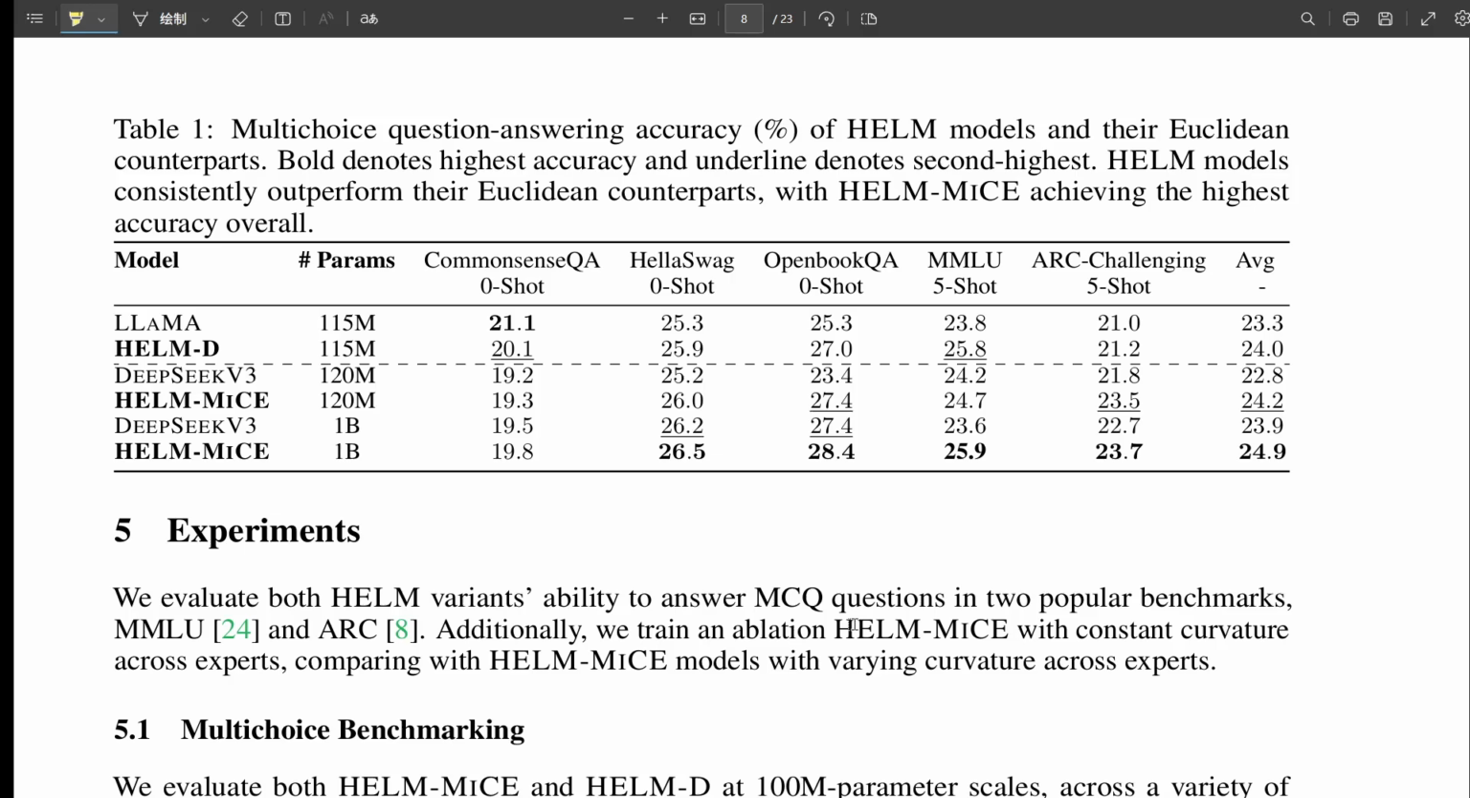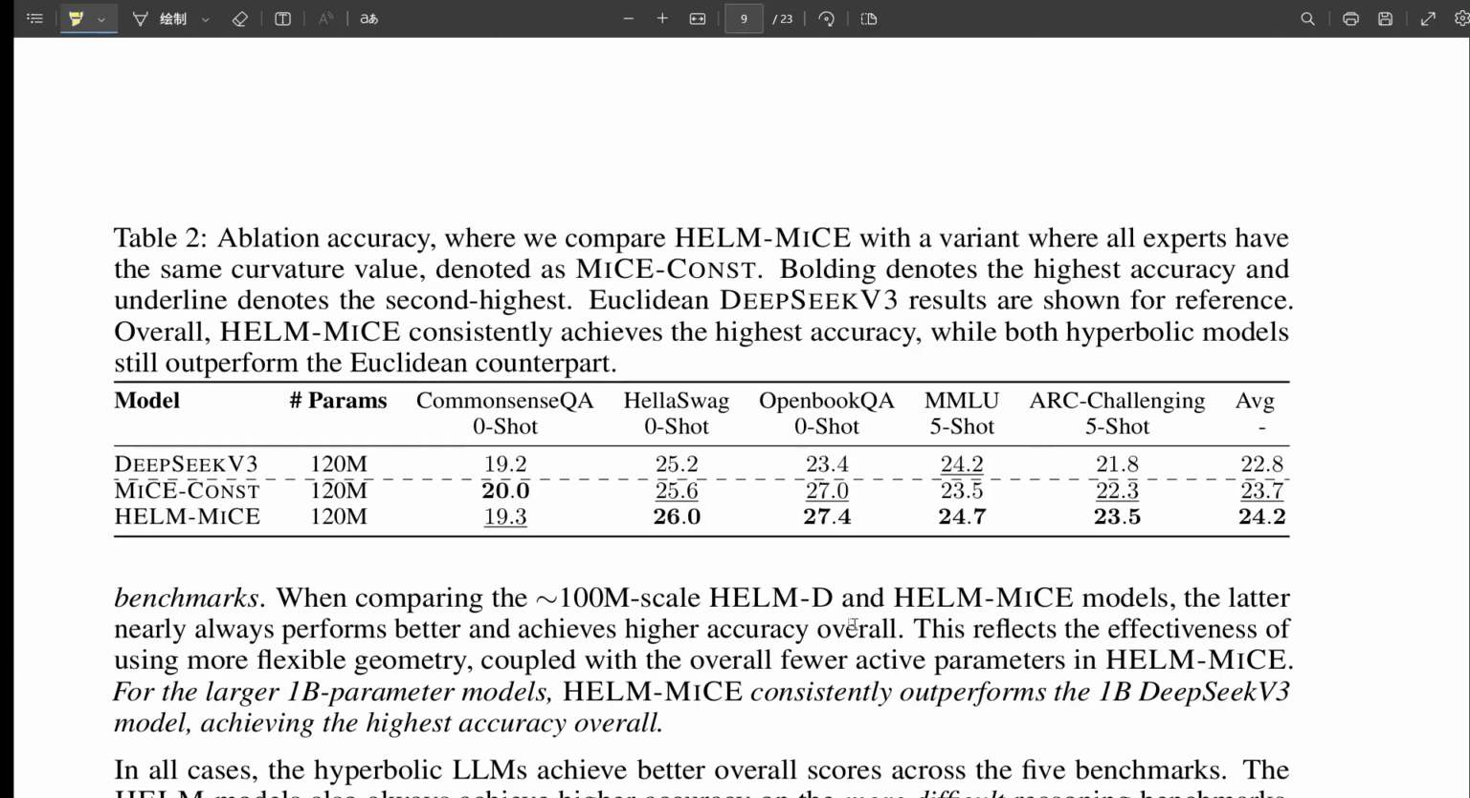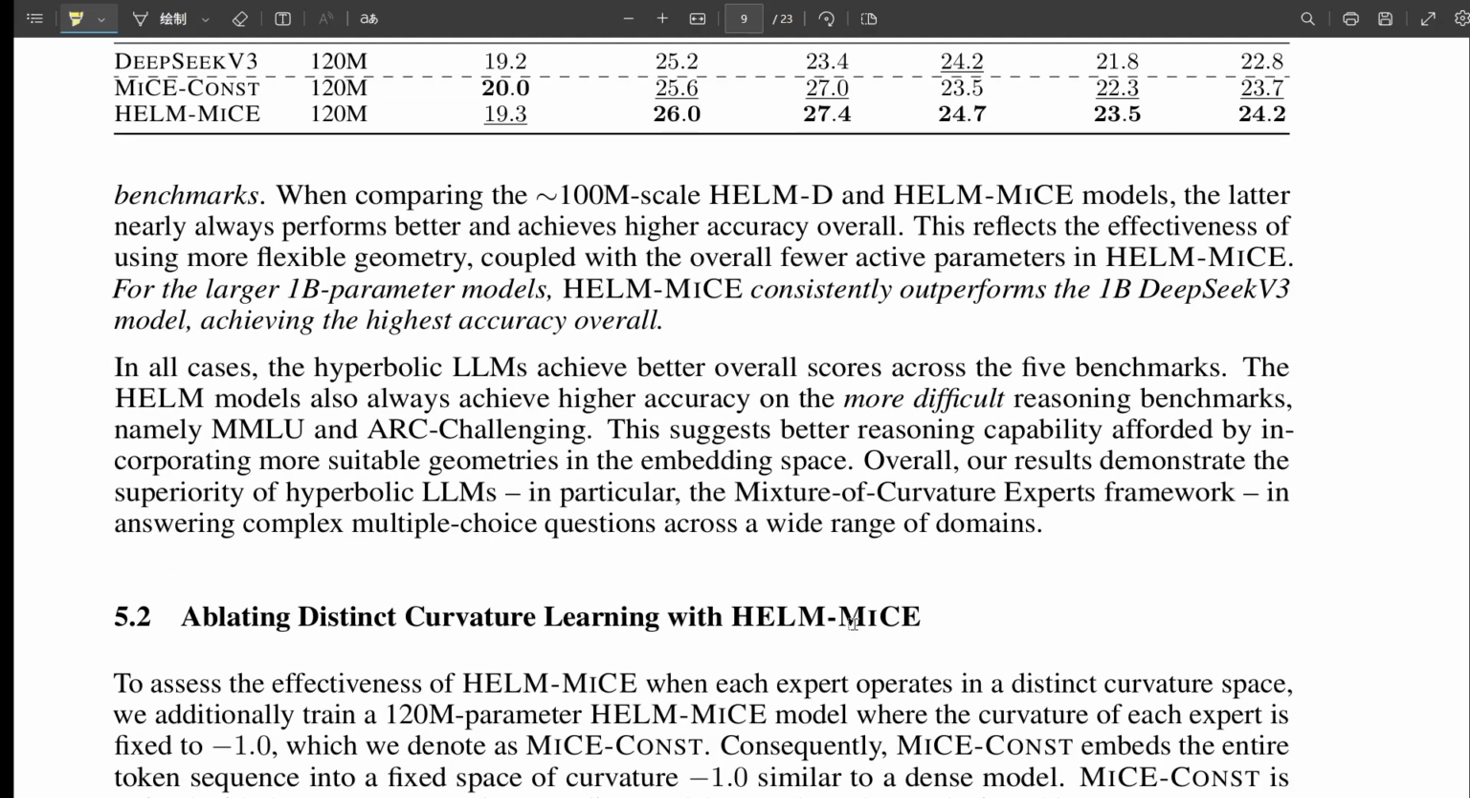That makes intuitive sense. The geometry isn't just a weird quirk. It seems to be translating into better performance on complex tasks. Okay, but how do we know it's these specific new modules, MICE, HOPE, HMLA, that are making the difference? Did they isolate their effects? Yes, they did proper ablation studies, which is crucial for academic rigor.